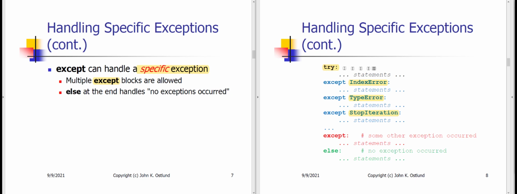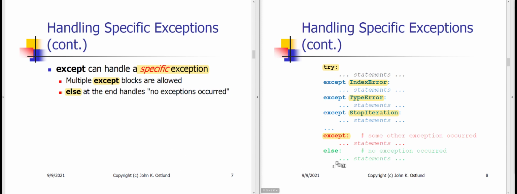Now, if some error occurs in our try block that we have not got an explicit type of exception set up for, we can have an unlabeled except at the end of the whole list of labeled exceptions, and that will handle any other kind of exception that occurred that wasn't handled by one of our earlier labeled ones. Also, it turns out, and this is a new idea, it's entirely possible that in the try block, no exception occurs.